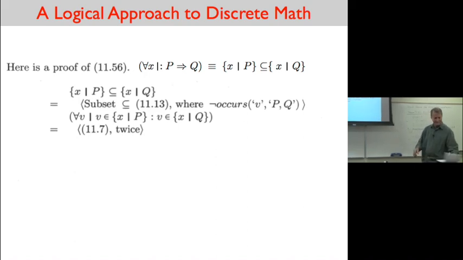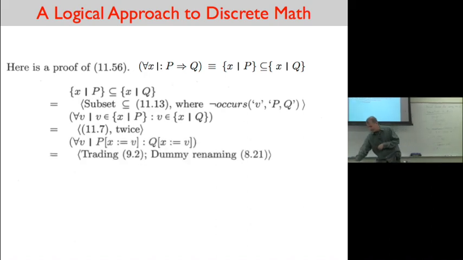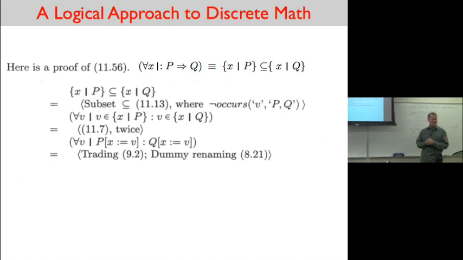11.7.1. So what's that going to be? So for all V, range P with X replaced by V, and then body Q with X replaced by V. Good. Okay. Now you get to do 2 steps in 1 because you don't like to write down stuff, right? So now trading 9.2 and dummy renaming 8.21.